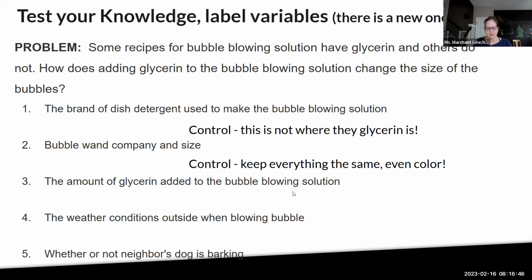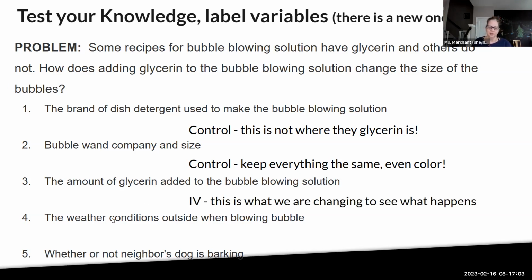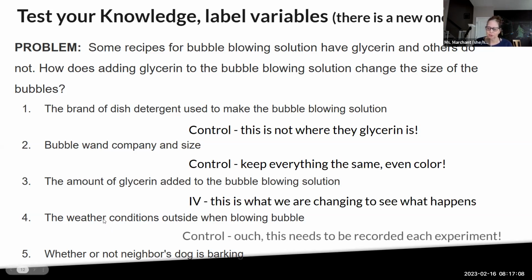The amount of glycerin added to the bubble blowing solution. The amount of glycerin, okay, is the amount of glycerin reacting to what you did, or is the amount of glycerin what you are changing? How does adding glycerin, that's what you are changing. So that is our independent variable. The weather conditions outside when blowing the balloon. Okay, so that should be controlled, but we might not be able to actually control it so well. So you need to record it on each experiment, and then you might have to redo some of your trials because that messed up your answer.